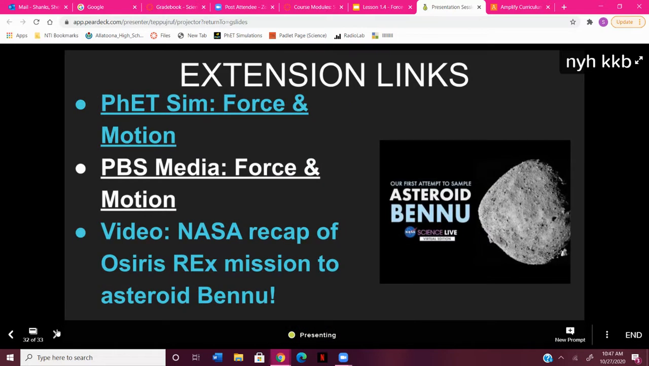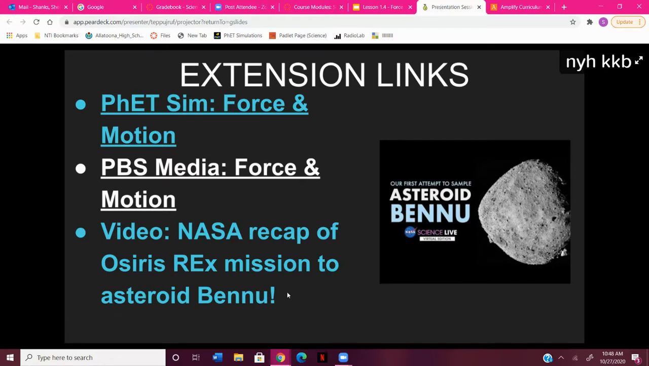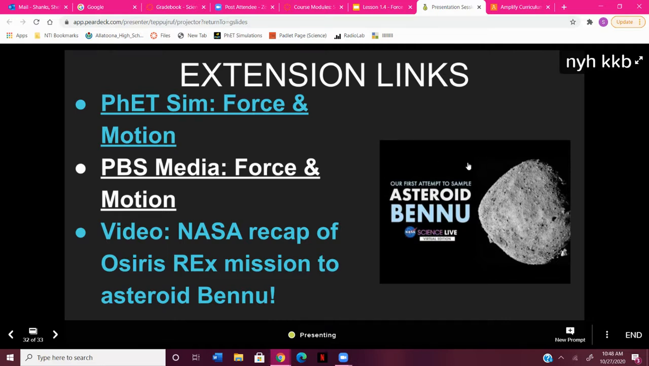All right. After that, here are some extension links. I think I told you last week that NASA is doing a mission, and so they're collecting some rocks on this asteroid called Bennu. So if you want to watch that, that is right here. There's also a simulation on force and motion. If you would like to look at it, that is here. It's on this website called PhET, and these are actually pretty neat simulations. And then PBS has something on force and motion as well.